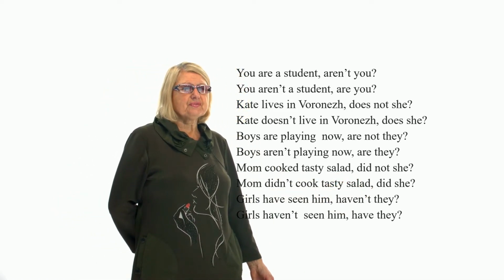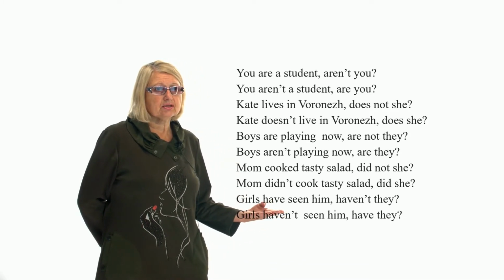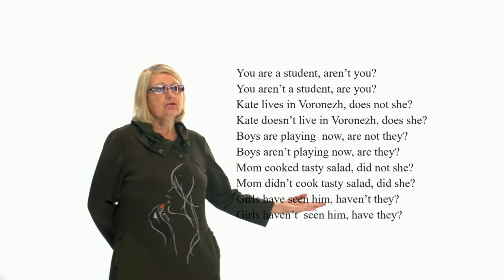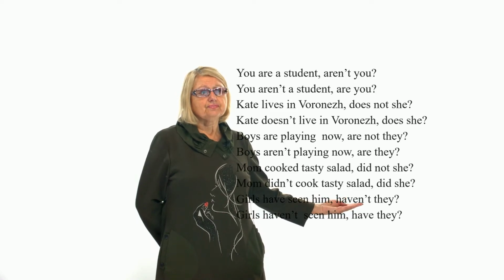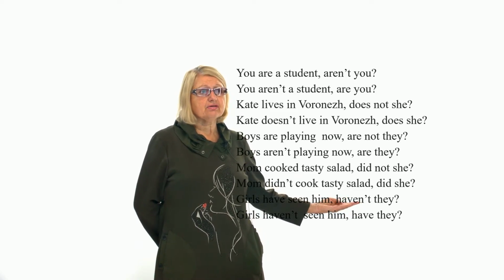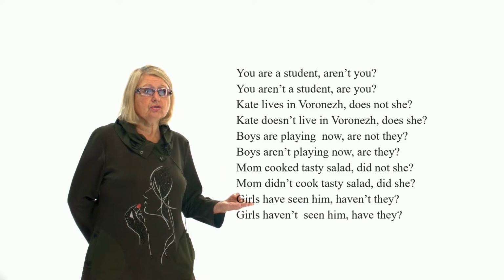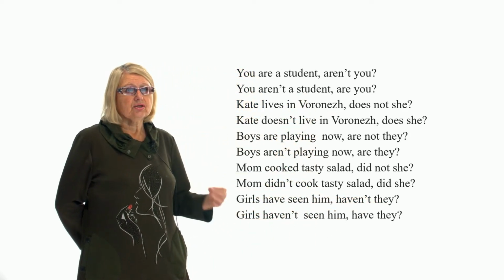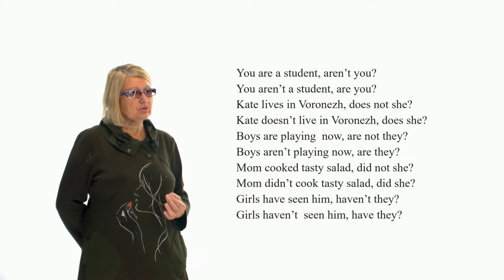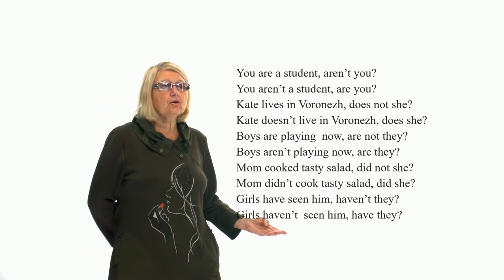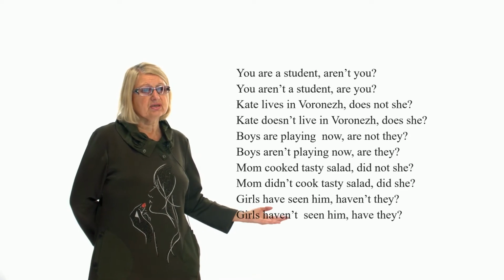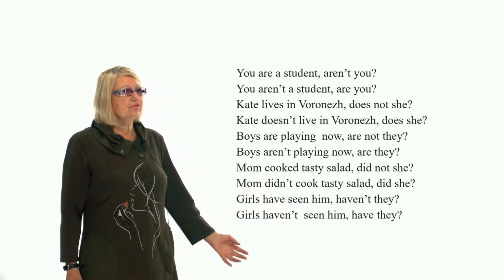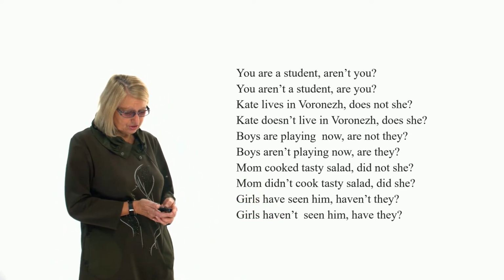Girls have seen him. It is present perfect, and the tail is negative, haven't they? You see, girls, they. In the tail, you use only personal pronouns. Girls haven't seen him, have they? So this was disjunctive question.